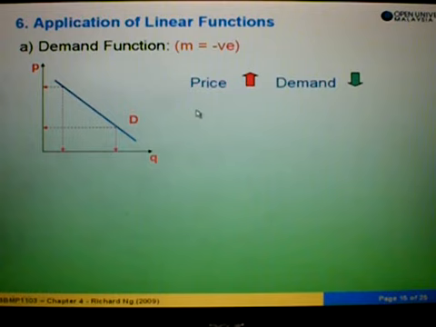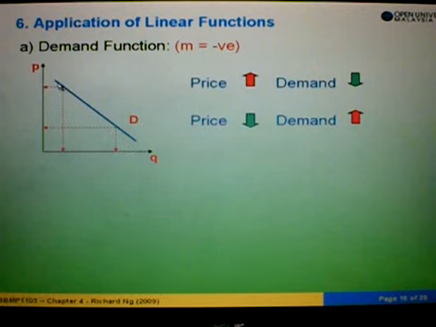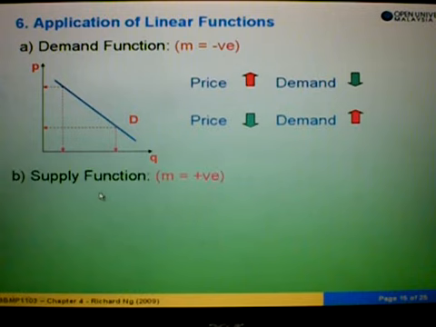Okay, so in this case, in a demand curve, when price goes up, demand will fall. Alright, and when price goes down, demand will go up. Alright, so this is the demand curve. Okay, the characteristics of the demand curve: when price goes up, demand will come down, and when price goes down, demand for that product will go up. Okay, so we have a demand curve which has a negative gradient, right? Negative gradient here.